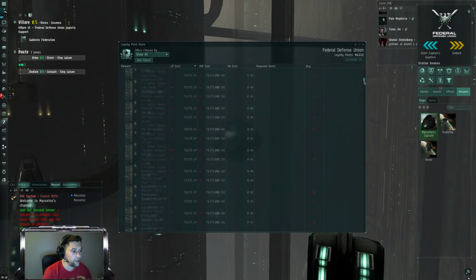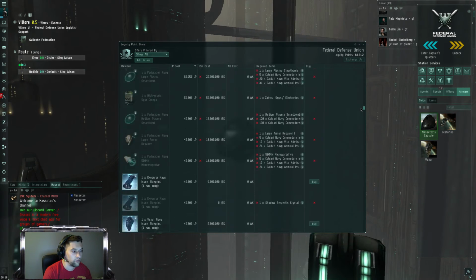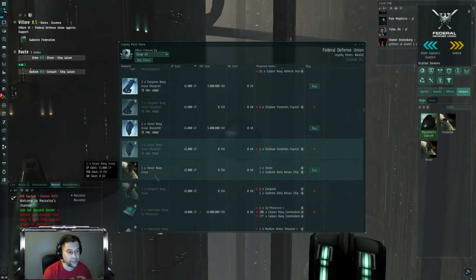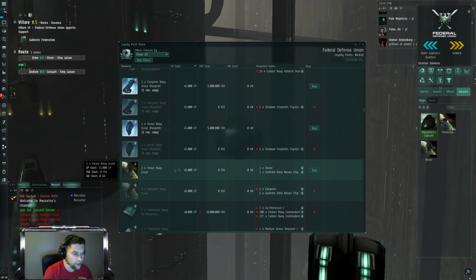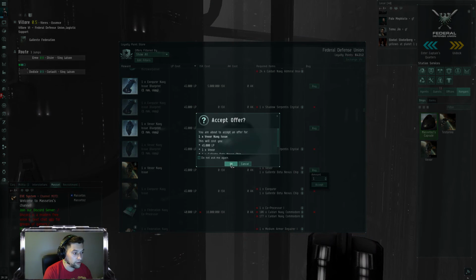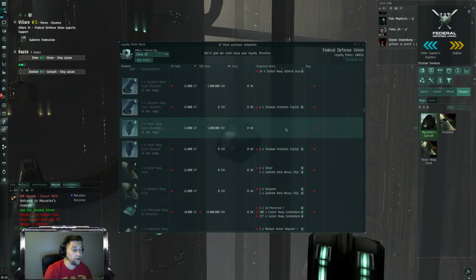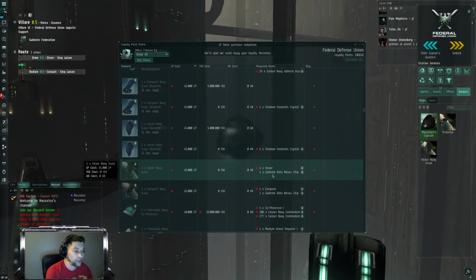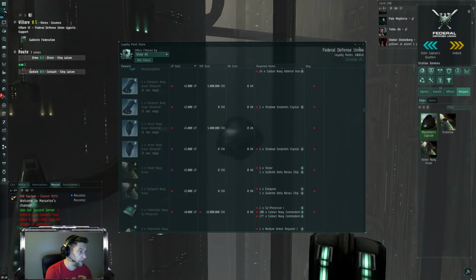It should be in a different color, a little bit more. There you go. You can see the difference, right? This is bright, this is not. Now I can buy this one. Boom, I'm buying this. Okay, I just spent 1 Vector, 1 Galante Beta chip, and 45,000 LP.